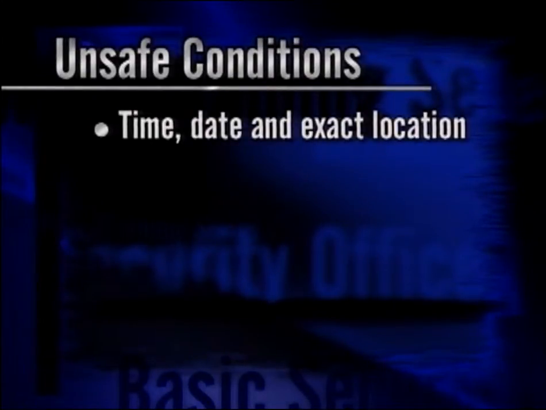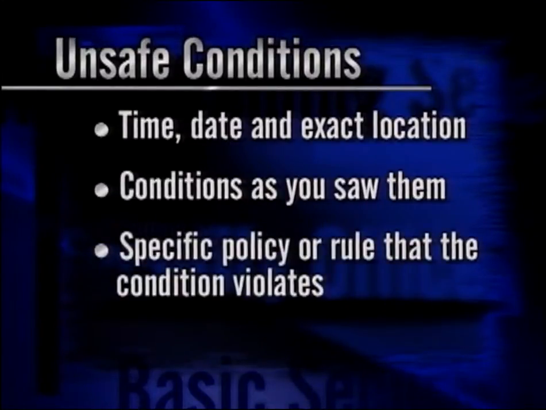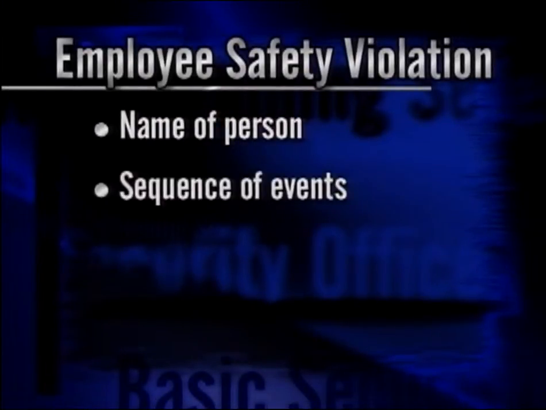When you detect an unsafe condition, you should, at a minimum, record the following: the time, date, and exact location of the observation, the conditions as you saw them, the specific policy or rule that the condition violates, if you know it. If the safety violation occurs at the hands of an employee, you are duty-bound to report the following as well: the name of the person committing the violation, the sequence of events of the violation as you saw it.